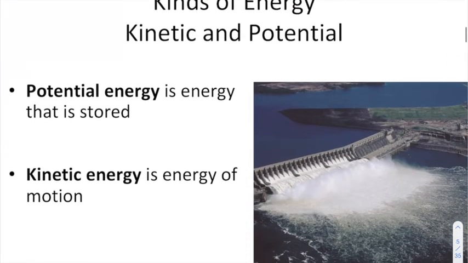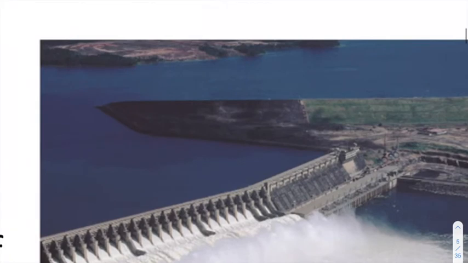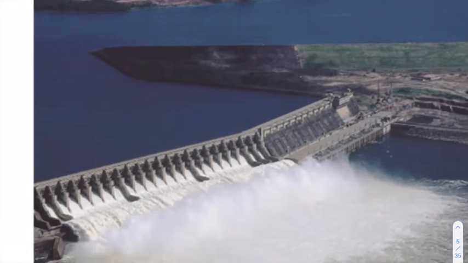All right, so next up, types of energy. So 2 main types of energy we're going to look at are kinetic and potential. So potential is energy that's stored, and kinetic energy is the energy of motion. So I kind of like this picture, because up on the top, you see all that water, and it doesn't look like it's doing anything. It looks like it has no energy, but it actually has a lot of energy. And that energy is released when it falls through the dam.